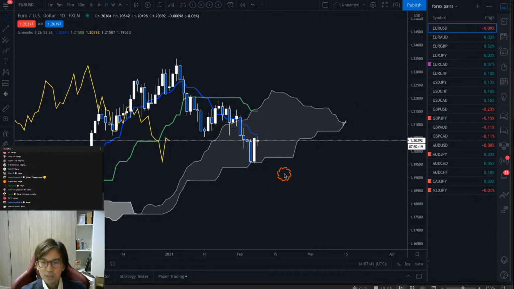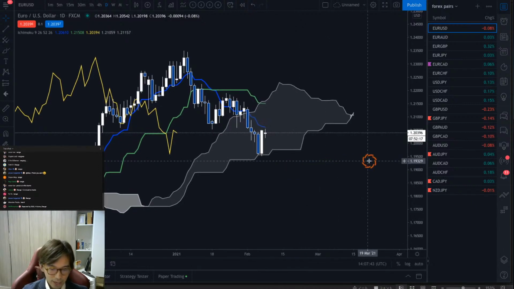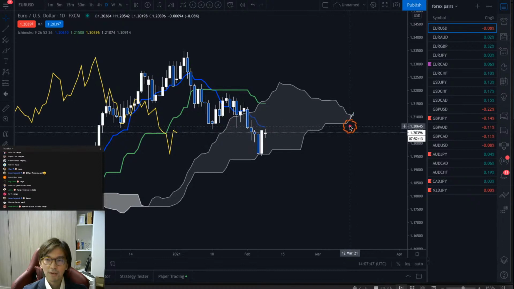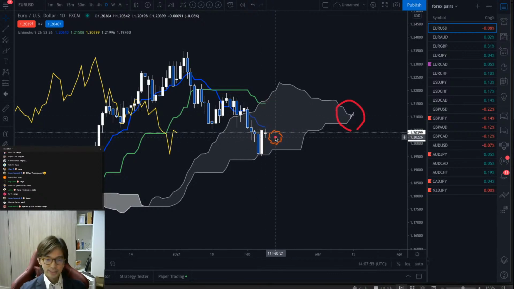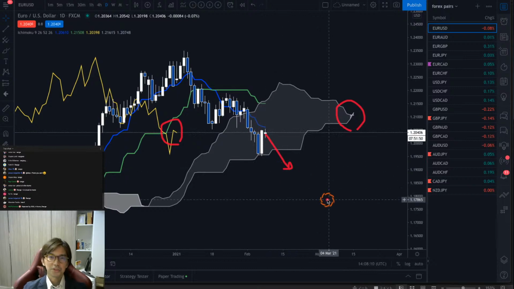I mean, the reason why this is a range market is because the Kumo is just twisted bearish, and also the price is in the Kumo here, and Tenkan-sen and Kijun-sen are in the Kumo here now. And Chikou span is below the candles, so this is bearish confirmation, but this is the only confirmation that is bearish at the moment. So unless we see the Kumo breakout, it's not going to be the downtrend.